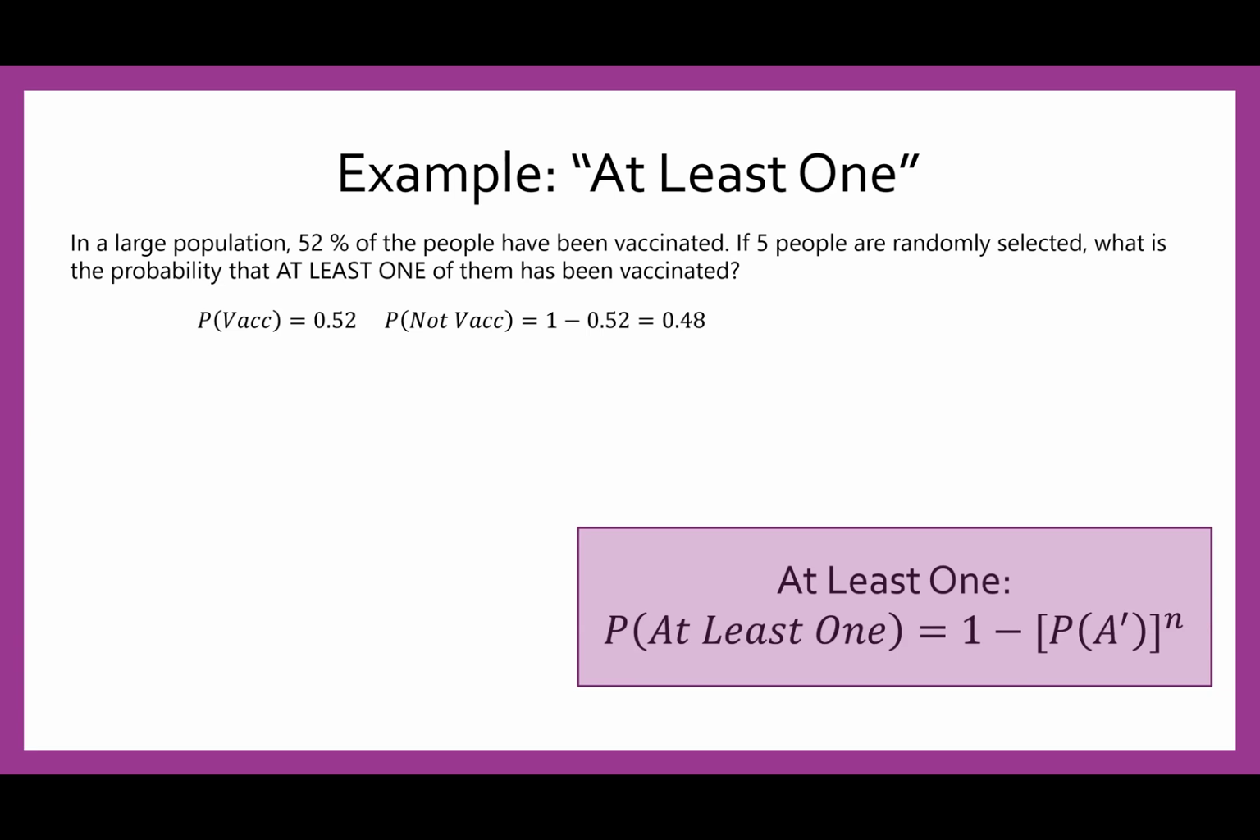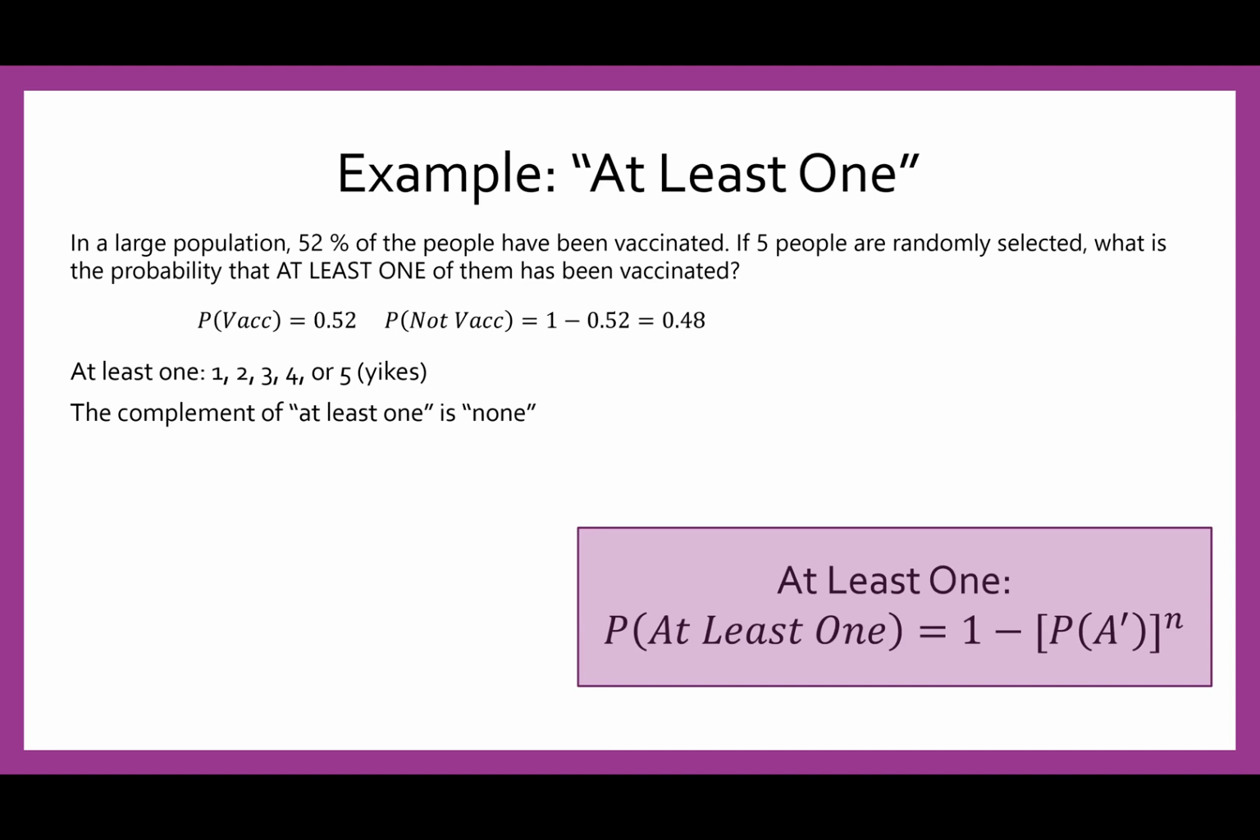All right. So now we have one use of the complement, and I think we're going to use it a second time too. At least one means that if I selected just one person who was vaccinated, that would satisfy, but I could also select 2 and that would satisfy, or 3, 4, or 5, and that would all satisfy. So in order to do that, I'd have to do the probability of exactly 1 plus the probability of exactly 2 plus the probability of exactly 3. Well, that's just a lot. So I'm not going to do that. I don't want to have to compute 5 probabilities.